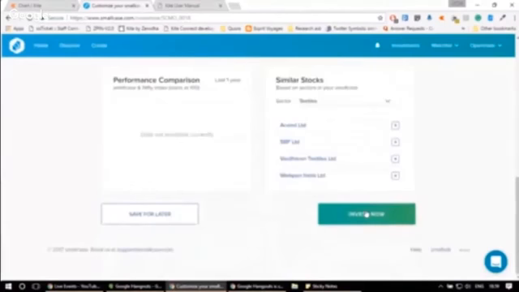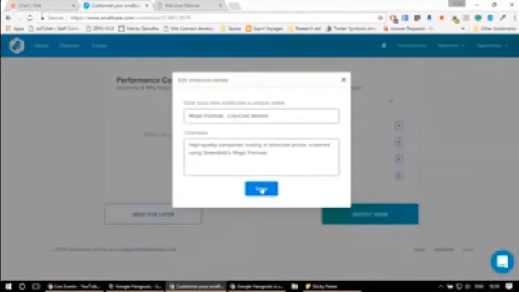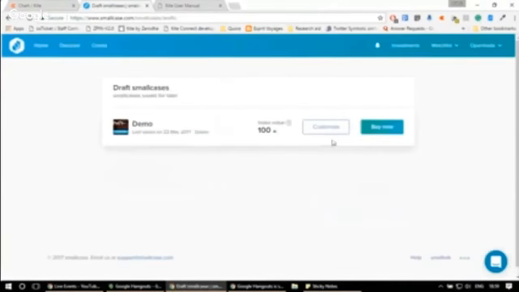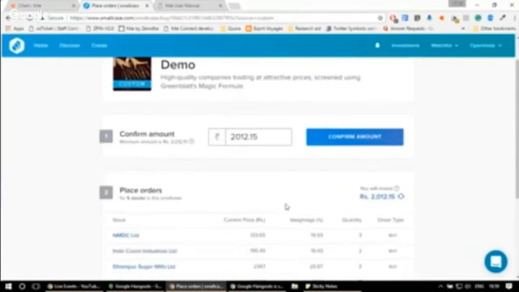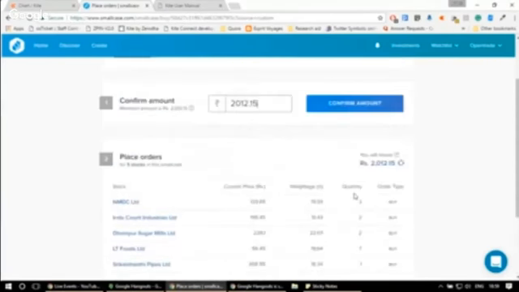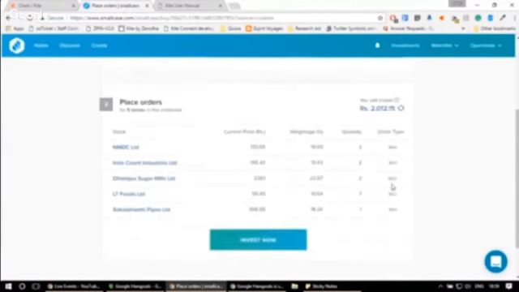I click on invest now. So since I've edited the small case, we require a new name. I just added this one over here. So over here, this shows you that this is the minimum investment amount required. Why is there a minimum investment amount? That is so that based on whatever weightage is given to each stock, you'll be able to buy at least one stock over here, right? So I click on confirm amount.